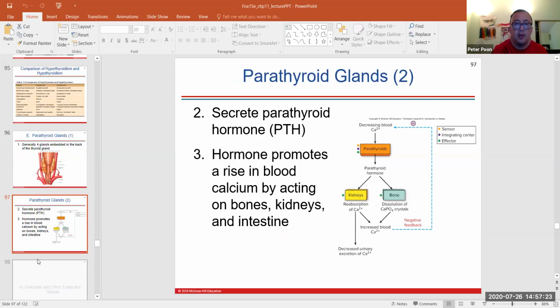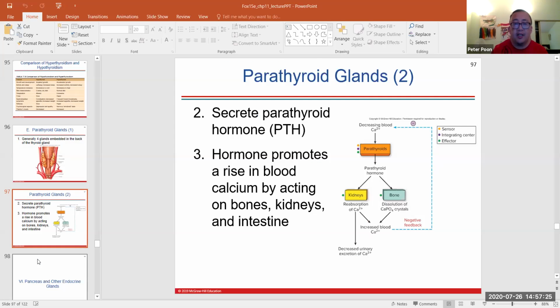All right. Parathyroid glands secrete parathyroid hormone. Parathyroid hormone keeps the calcium levels in the blood.